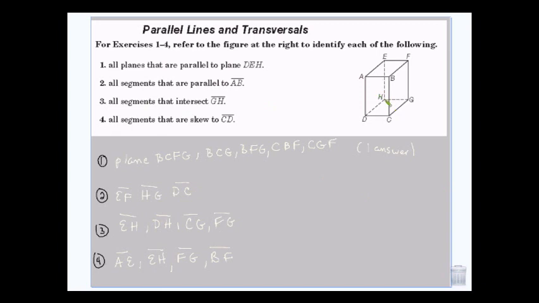Segments that intersect GH. Here's GH. These guys all hit GH. So you've got those 4.